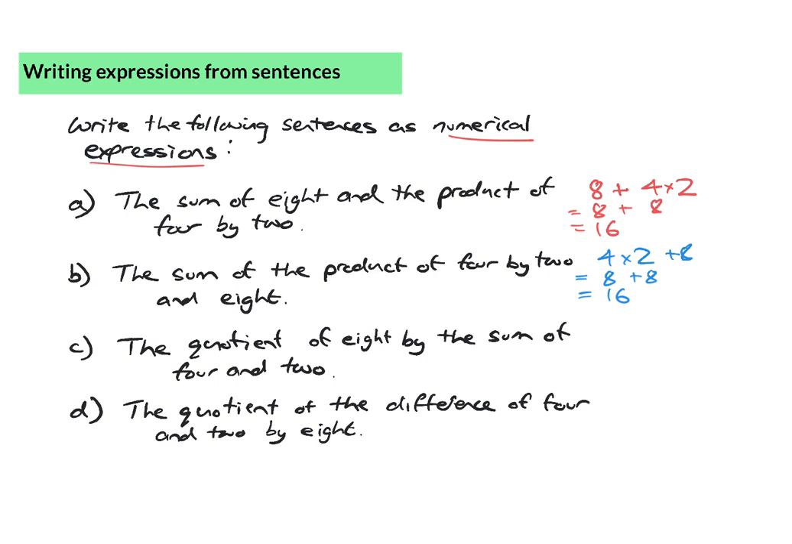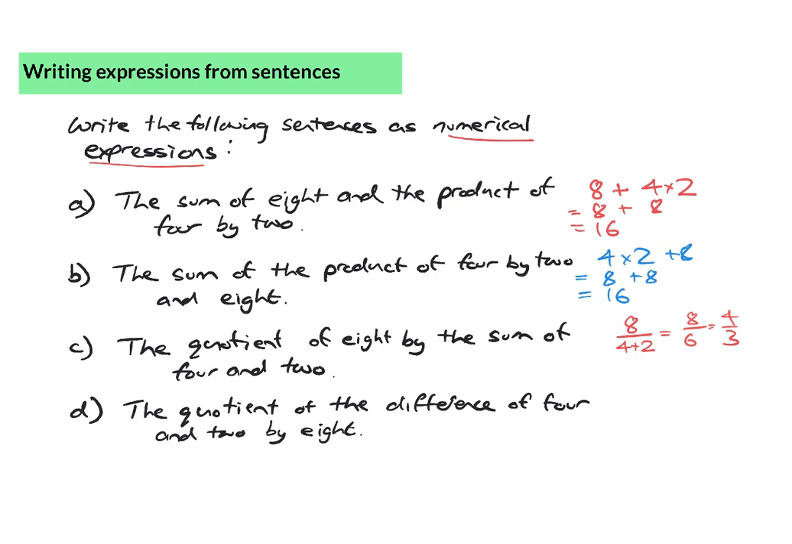Next one. The quotient, that means a fraction, of 8 by the sum of 4 and 2. So the quotient, so 8 is going to be on the top, over the sum of 4 and 2. Well, the sum is just adding, so 4 plus 2, which is 6. If we wanted to work this out, it would be 8 over 6, and we could simplify that to 4 over 3. These questions only ask you for the numerical expressions, but in the test it might ask you to calculate the final answer as well. But just to review that one, the quotient of 8 by the sum of 4 and 2.